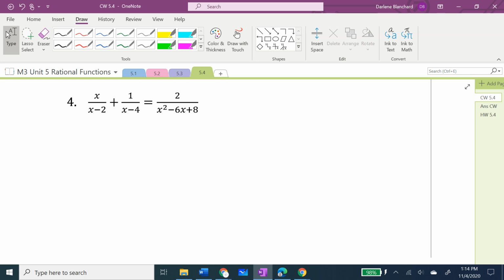Number 4. What you want to see is take a good look at the denominators. We've got a linear denominator, ooh, a quadratic denominator. I want to factor the quadratic denominator. It might save me time if I do.